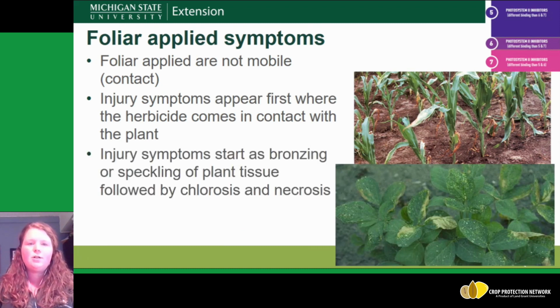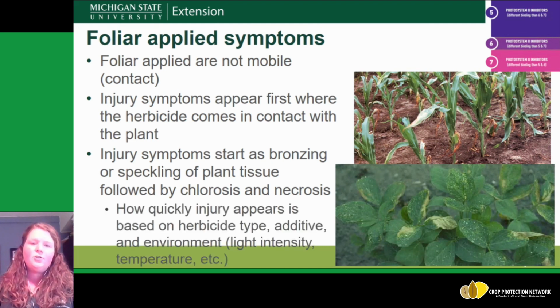Injury symptoms start as bronzing or speckling of plant tissue, followed by general chlorosis and then necrosis, which just means plant death. How quickly these injury symptoms appear depends on the herbicide, what kind of additive, if we used any adjuvants, and then the environment.